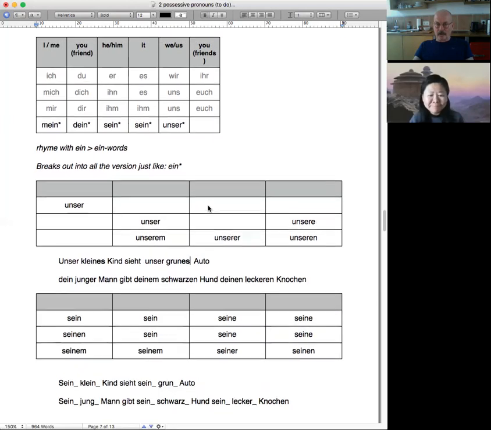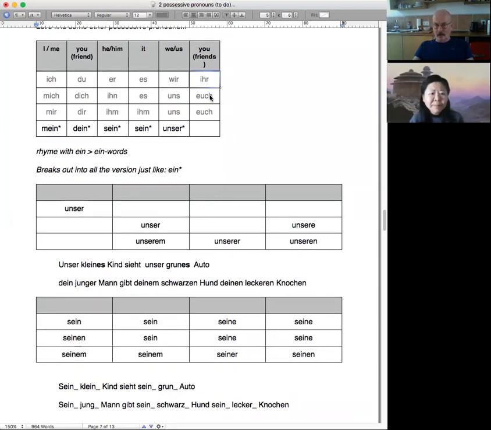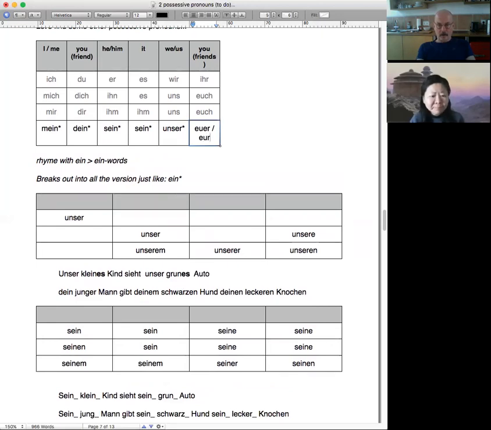Good progress. This one is yours, ihr, euch, euch, and this one is? I'm not sure. It's euer, or eure star. Hold on. It's taken a different form. Okay, so that's euer, euer, euer.